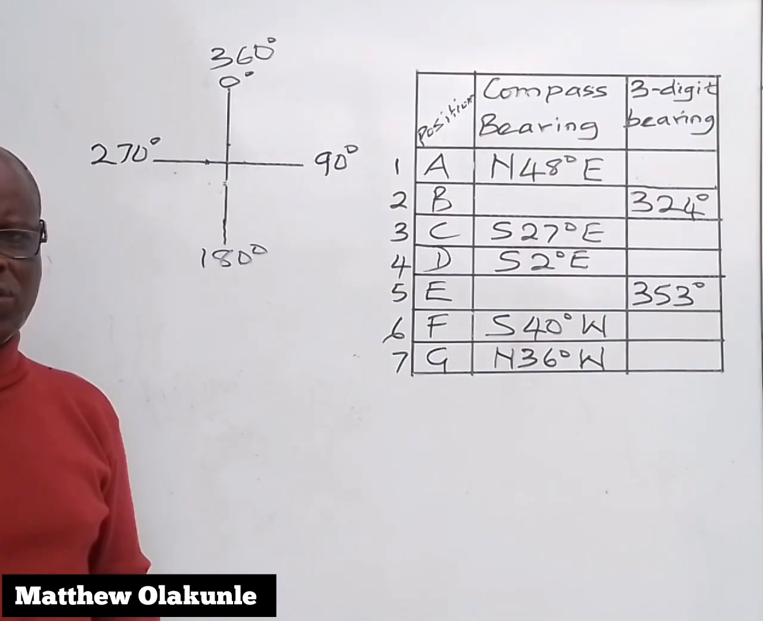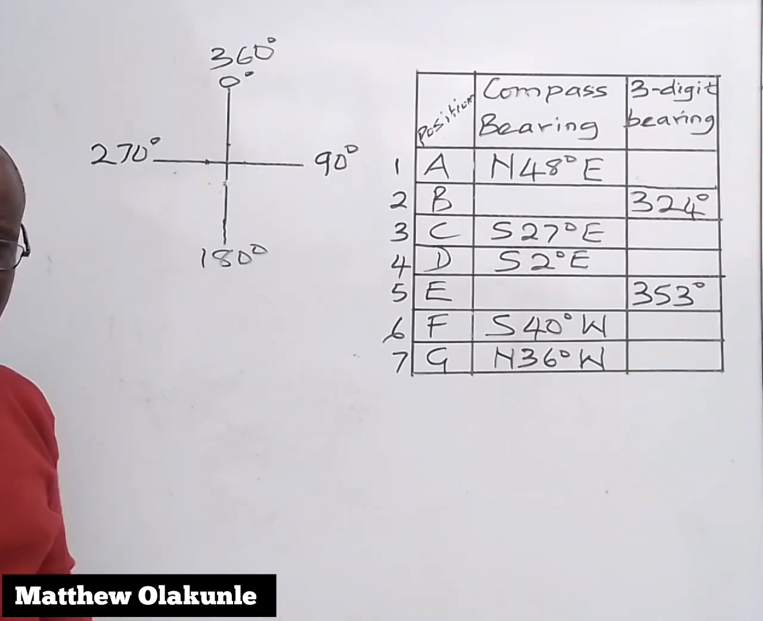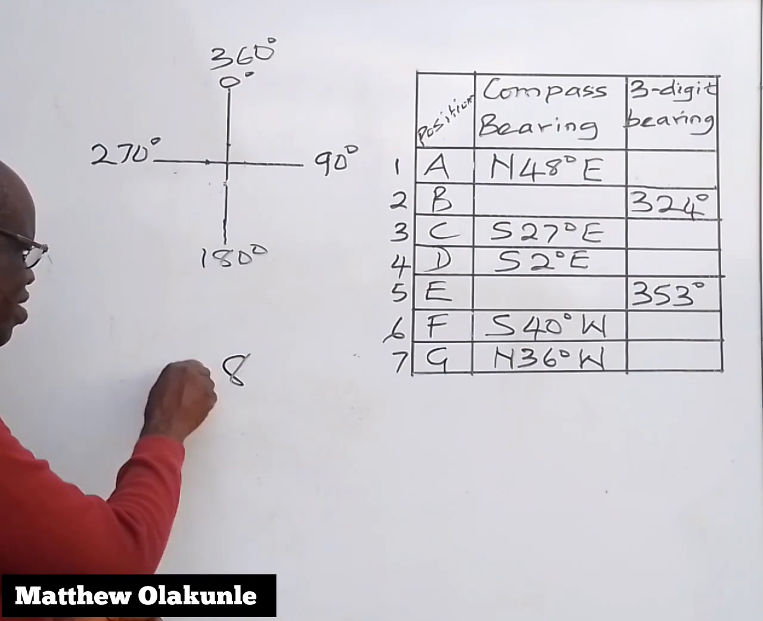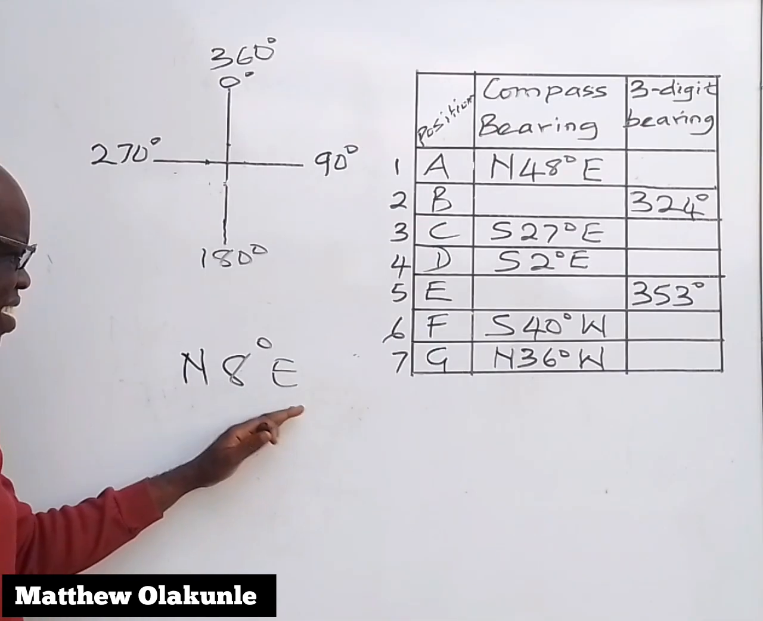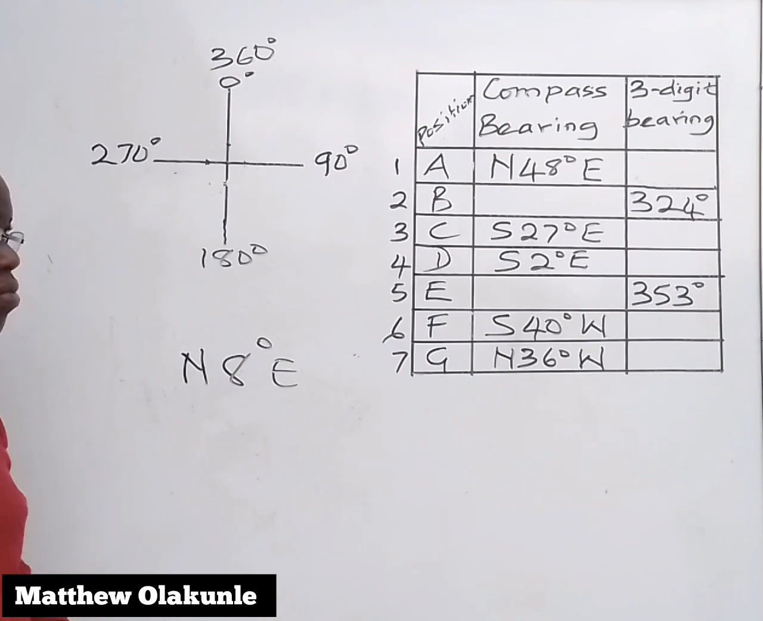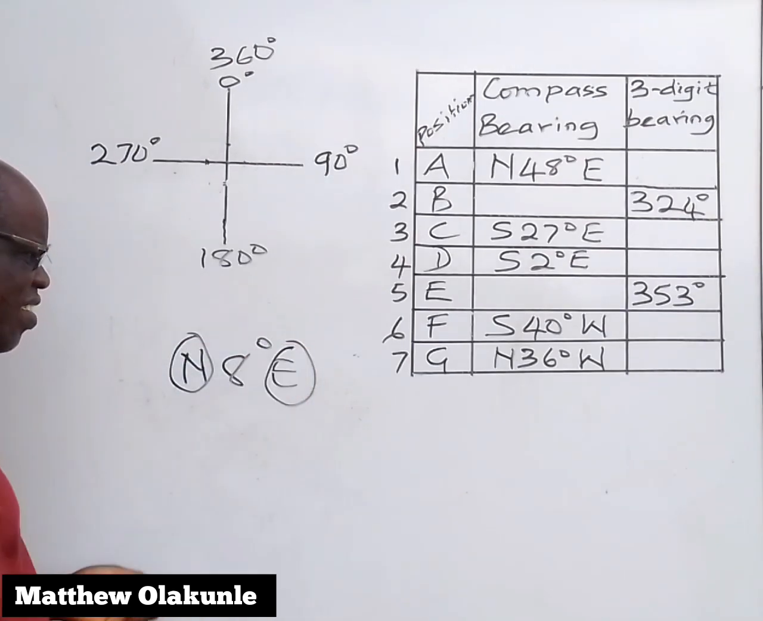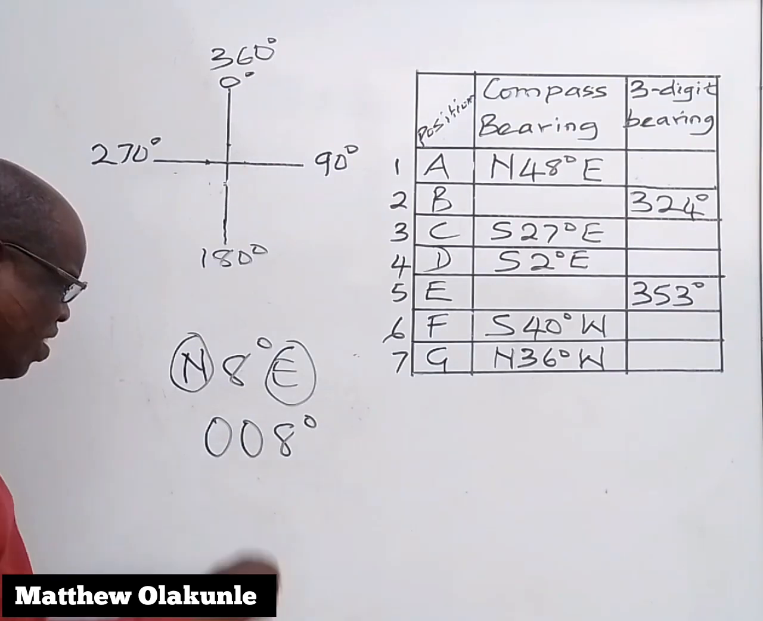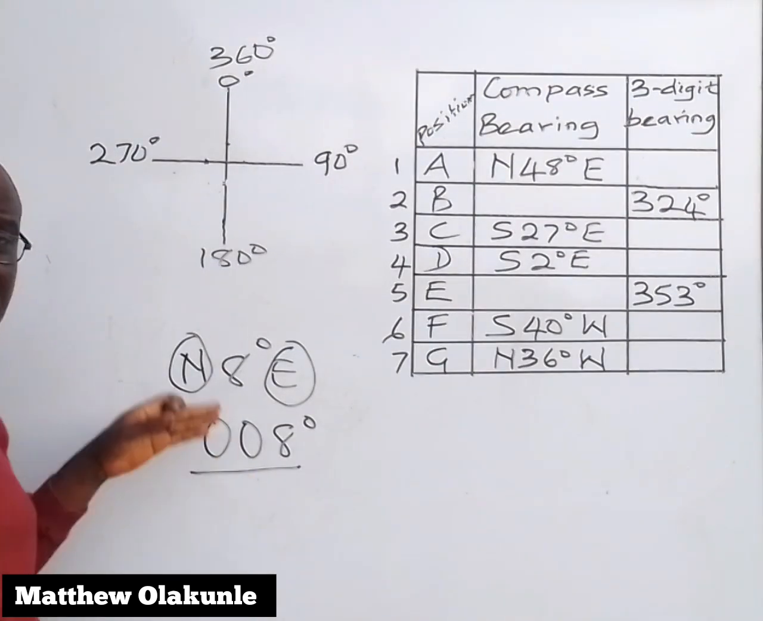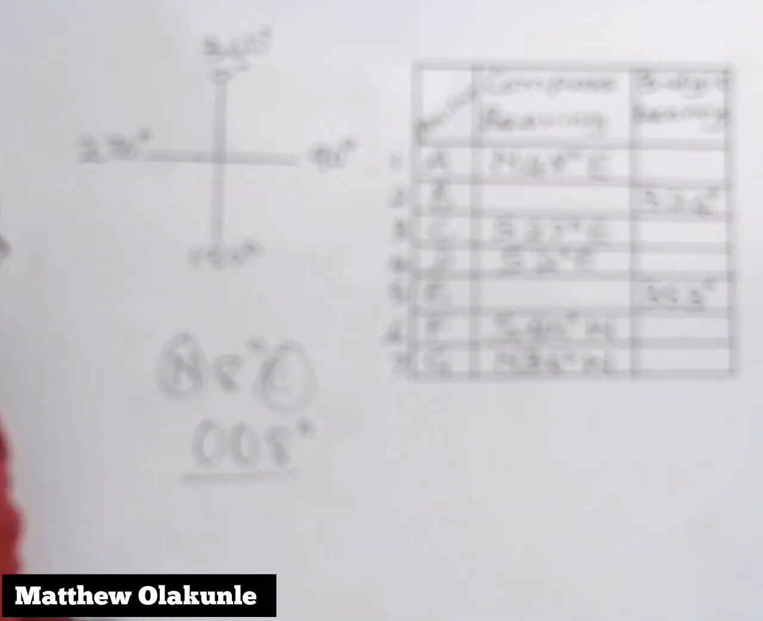3-digit bearings are what we refer to as the surveyor method. That's what surveyors use. In acute angle bearing, you have something like this, but if it is 3-digit bearing, you won't see this. What you will have is just something like this. You only see the 3 digits there, and we should be able to interpret it so that when we have some calculation, we should be able to resolve it.